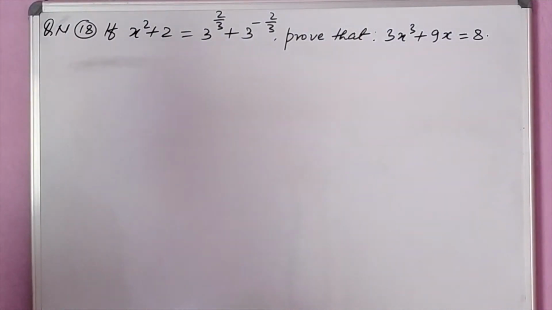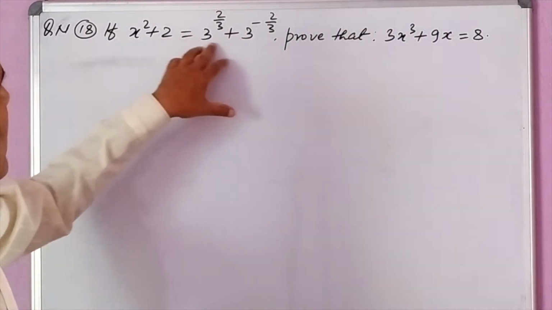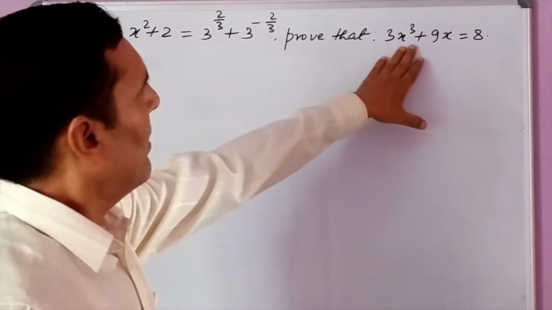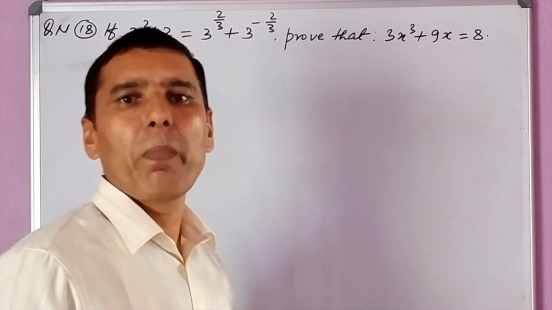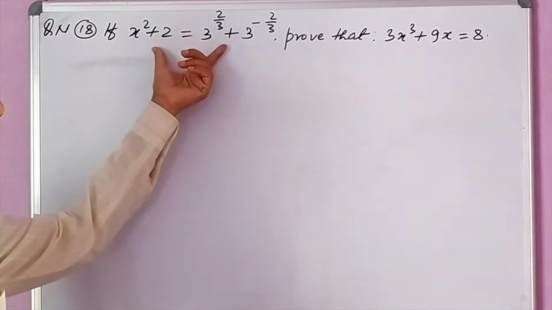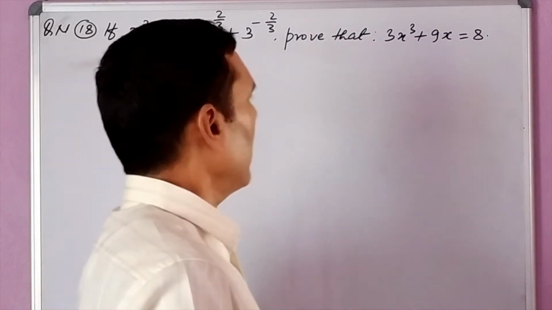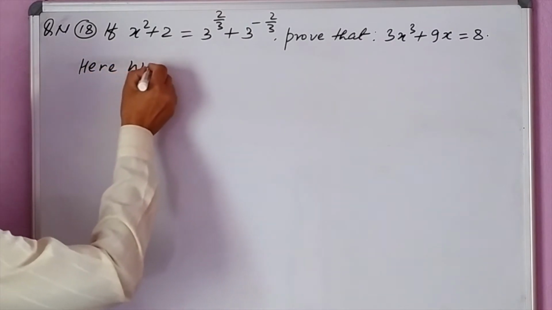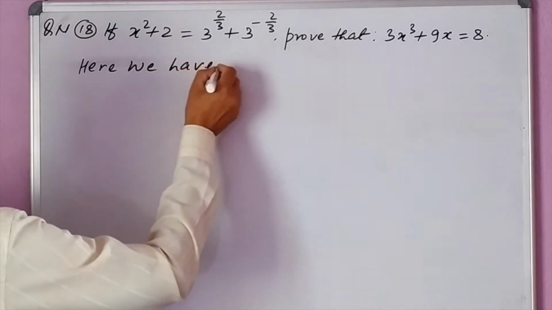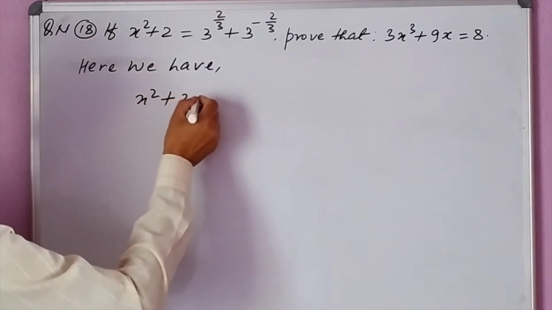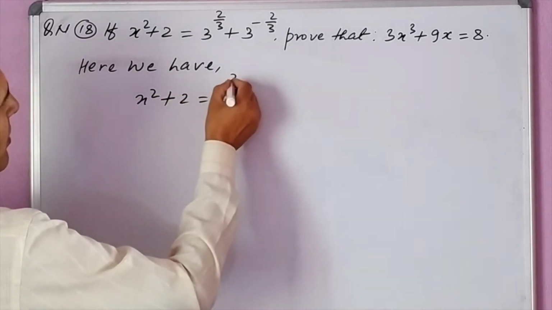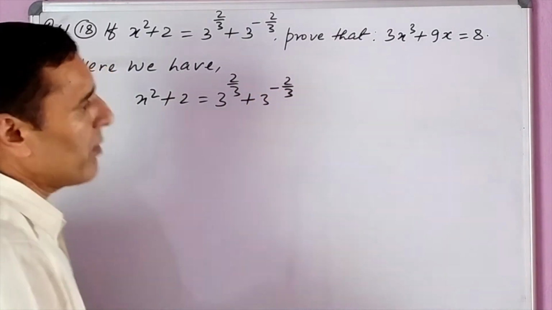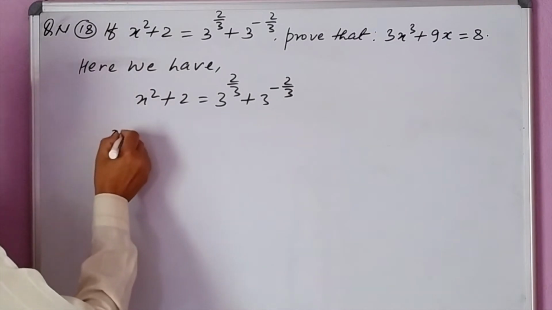Question number 18. Our question is like this: if x² plus 2 is equal to 3 to the power 2 by 3 plus 3 to the power minus 2 by 3, prove that 3x³ plus 9x is equal to 8. So we use this given condition to get the relation we have to prove. So here we have x² plus 2 is equal to 3 to the power 2 by 3 plus 3 to the power minus 2 by 3. First we transfer this 2 to the right hand side.